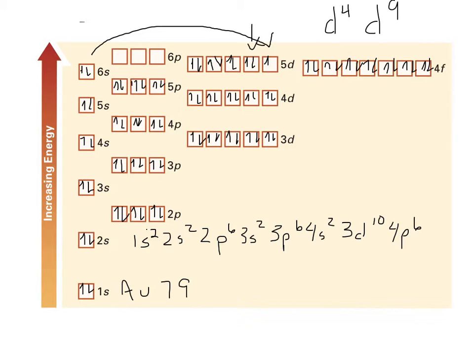4p6, I'll go 2 lines here, 5s2, 4d10, 5p6, okay, 4f14, 6s2. Wait, wouldn't it be 6s1? You're right. Yep, I've taken the 1 away from there. Let's fix that. Okay, 6s1, and then 5d10.